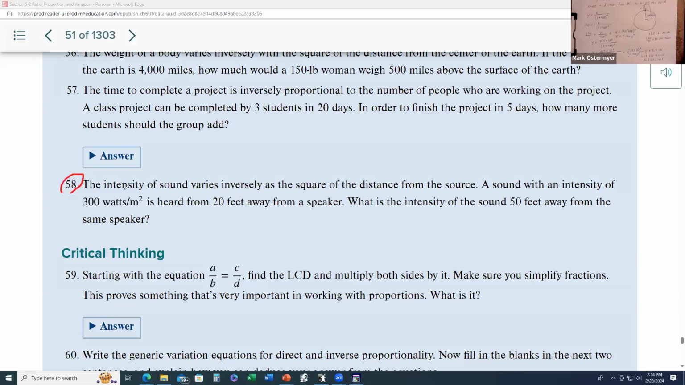The intensity of sound varies inversely as the square of the distance from the source. A sound with an intensity of 300 watts per square meter is heard from 20 feet away from the speaker. What is the intensity of this sound 50 feet away from the same speaker? Go ahead as an inverse variation. Set up the equation, solve for K, and use it to answer this word problem. We'll call this the last classwork, one for the road. Go ahead and do that one.